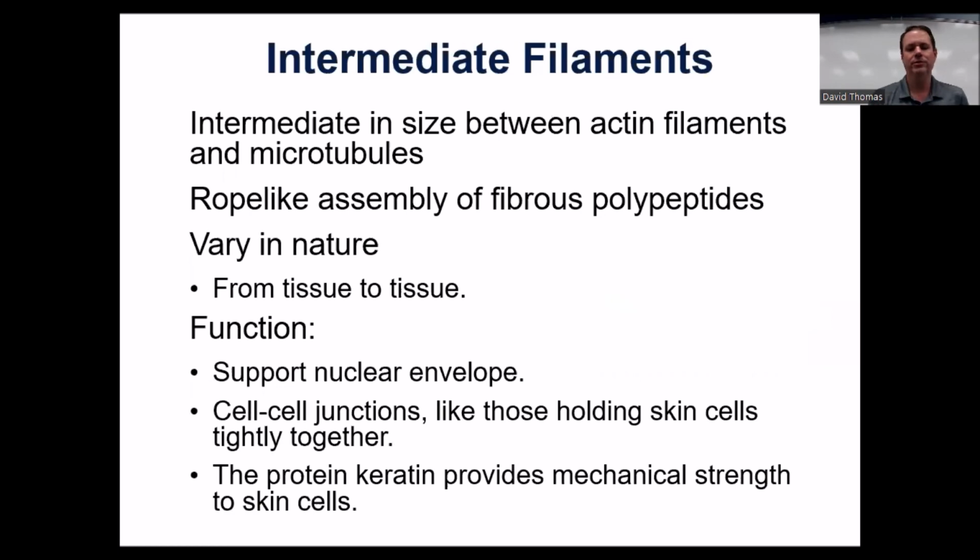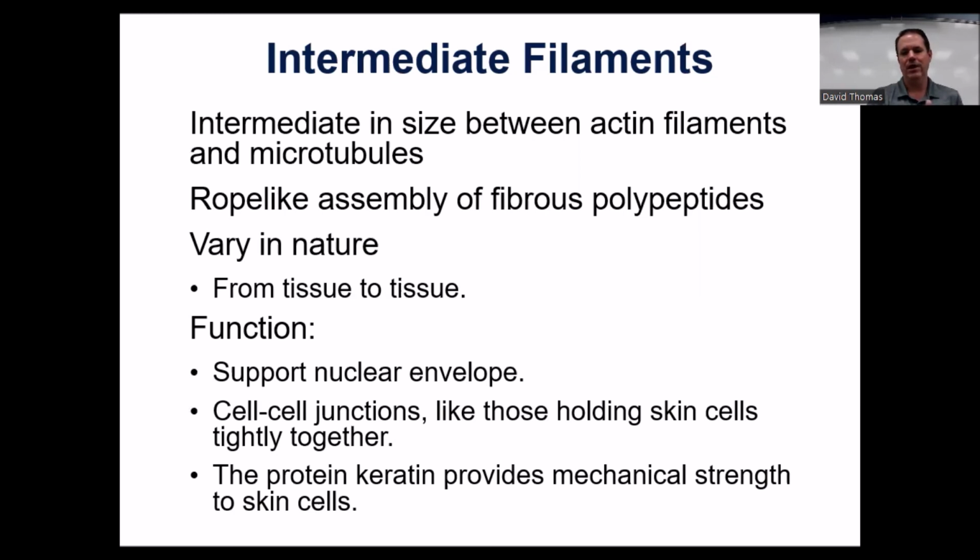Intermediate filaments, just like the name implies, are intermediate in size between the actin filaments, the very small fibrous thread-like filaments, and the microtubules, which would be the largest ones that we look at. Here the function is mainly to help support the membrane around the nucleus, the nuclear envelope. They do form what are called cell-to-cell junctions. In other words, they help hold cells together.